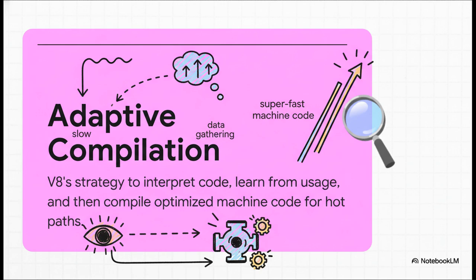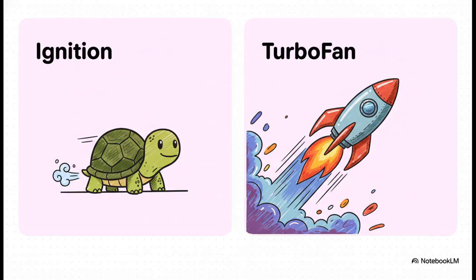You see, V8 doesn't just run your code at one speed. It has this really clever strategy. It starts off by running your code kind of slowly, using something called an interpreter. And while it's doing that, it's watching. It's learning how the code behaves. Only after it's gathered enough data does it go back and compile the really important parts into super fast machine code.